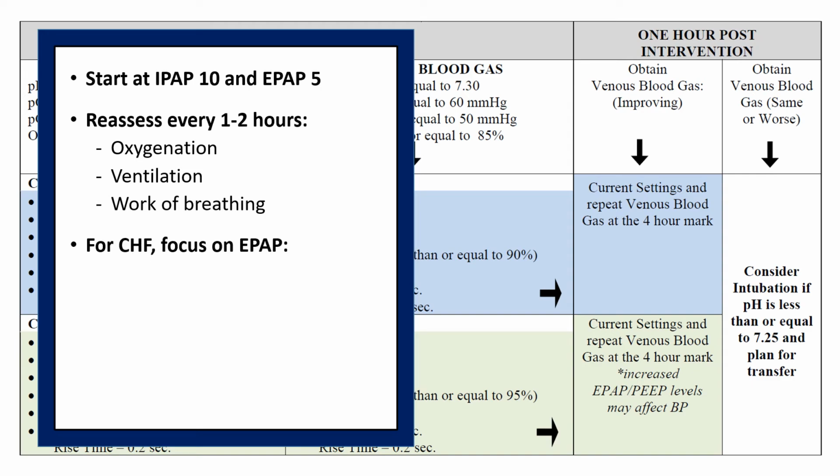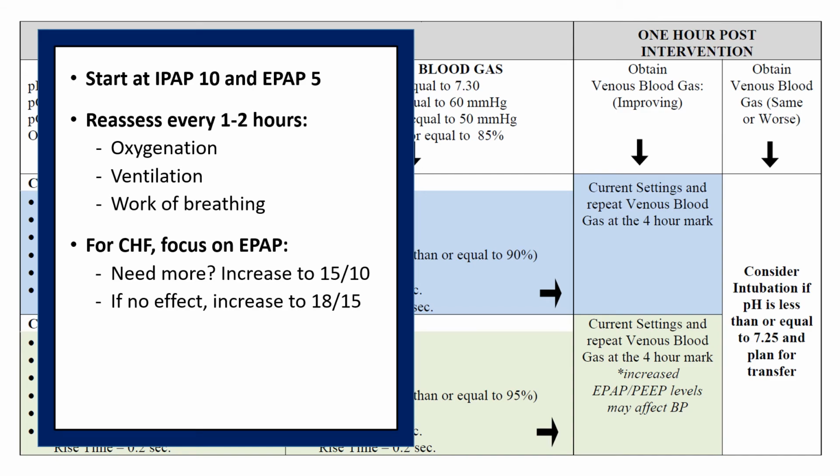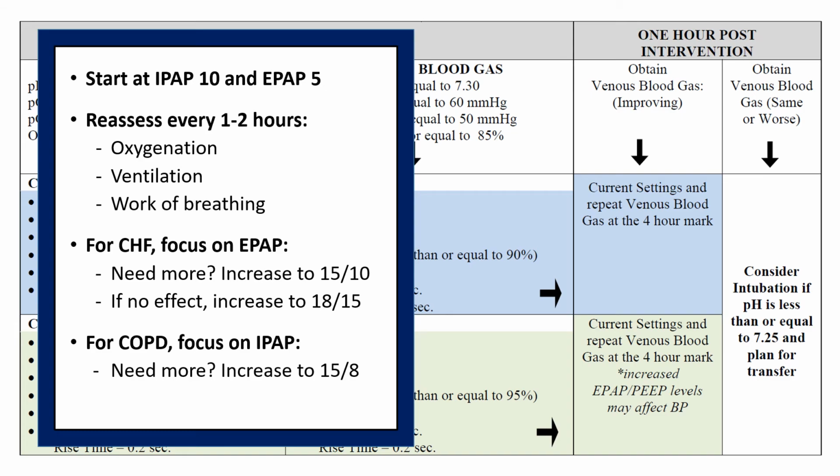For CHF, usually the focus lands on EPAP, and if you need to adjust from 10 and 5, you'd usually increase things to 15 and 10. Whenever you increase the EPAP, you almost always have to increase the IPAP a little bit along with it. If there's no effect there, you'd usually bump up to 18 and 15. If we're looking at COPD or maybe asthma, the focus usually falls on IPAP. So if you got to go up from 10 and 5, you might increase to 15 and 8. And if that didn't work, you'd increase to 18 and 8. You increase the IPAP alone and not really affect the EPAP.